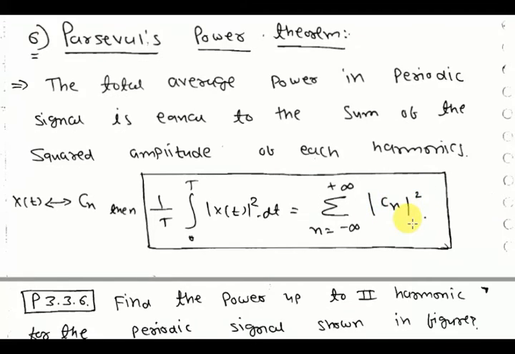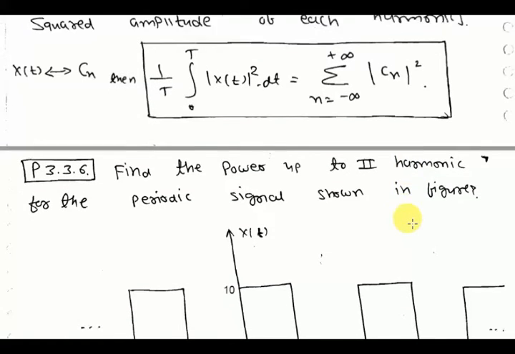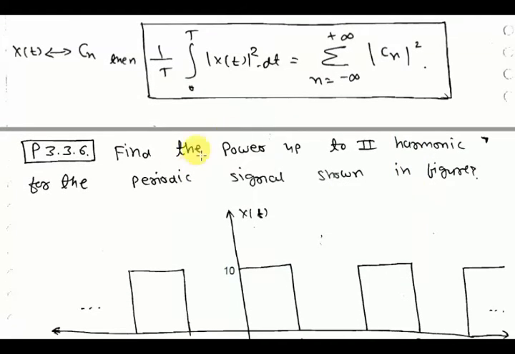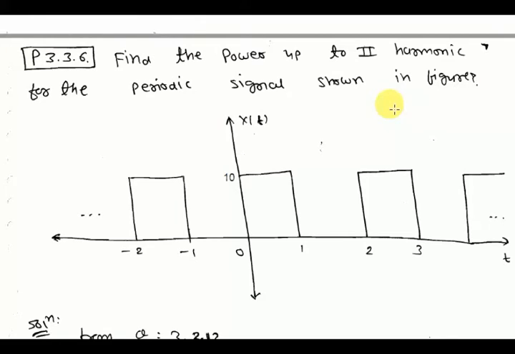Okay, this theorem is applicable where we cannot find power in the time domain; we can find it using the Fourier series in the frequency domain also. Like here, find the power up to the second harmonic for the periodic signal shown in the figure. We have to find power up to only the second harmonic. We cannot apply the overall total power formula.